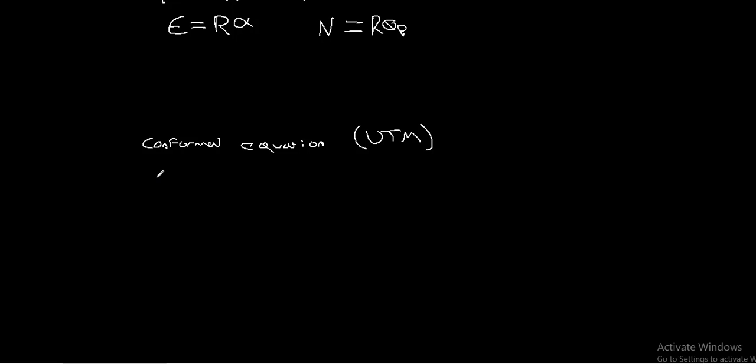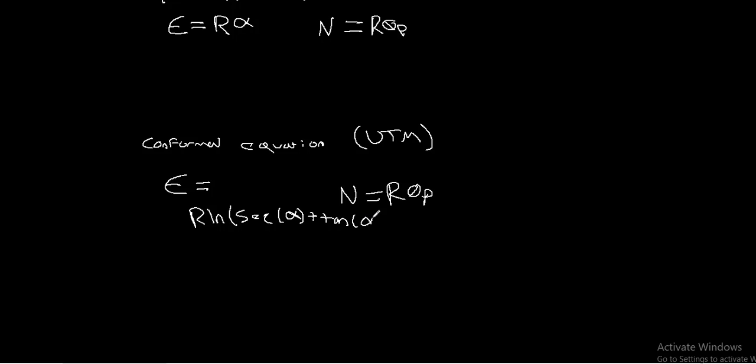Conformal, again, this is going to look pretty similar to the conformal equation before. Our northing, in this case, is going to look identical. It's going to be R theta P, the radius of our reference globe times the latitude of P. And then hopefully I've left myself enough room here. Our easting is actually going to be the thing that we mess with. It's going to be equal to R times the natural log of the secant of alpha plus the tangent of alpha. Okay. R times the natural log of the secant of alpha plus the tangent of alpha.